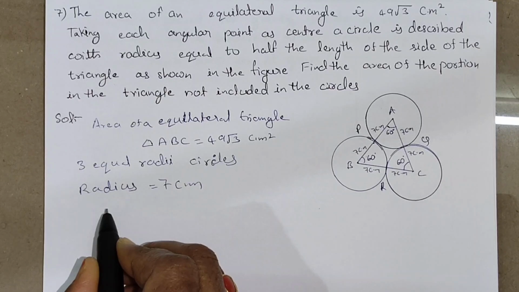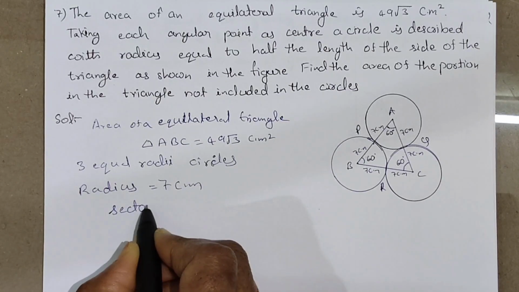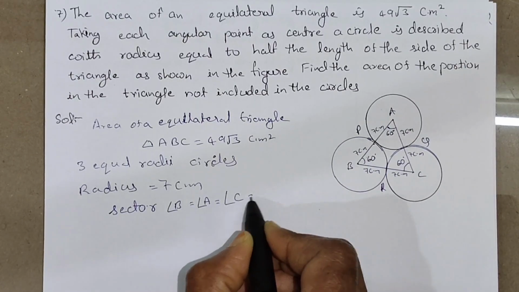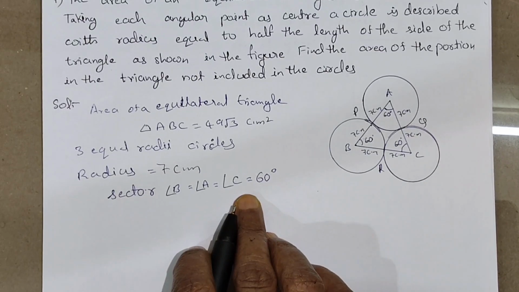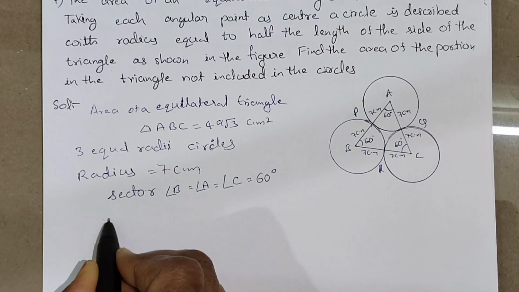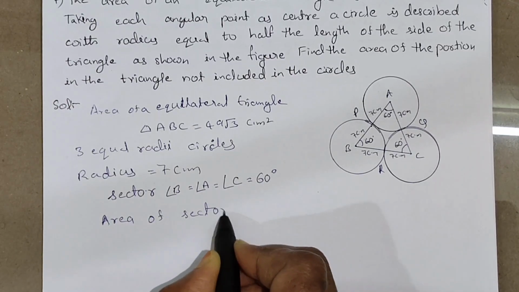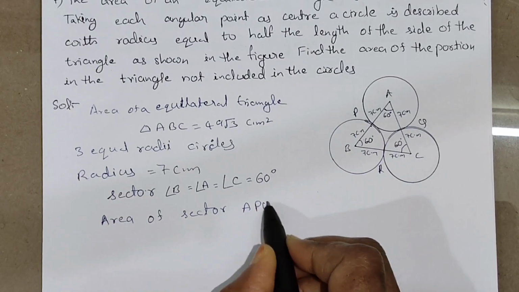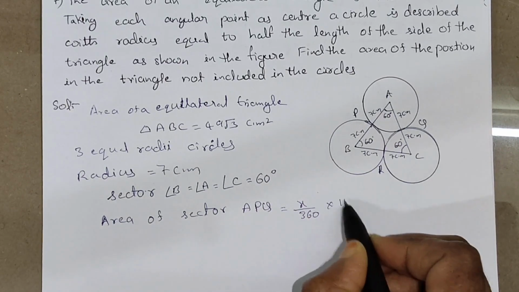So here the sector angle is equal to, sector angle B equal to angle A equal to angle C equal to 60 degrees. So every sector angle is 60 degrees. So now here we find the area of a sector. Here area of sector APQ is equal to, formula is x by 360 into pi r square.